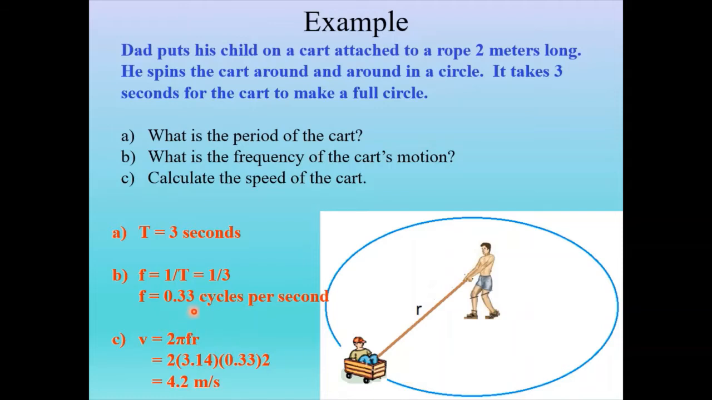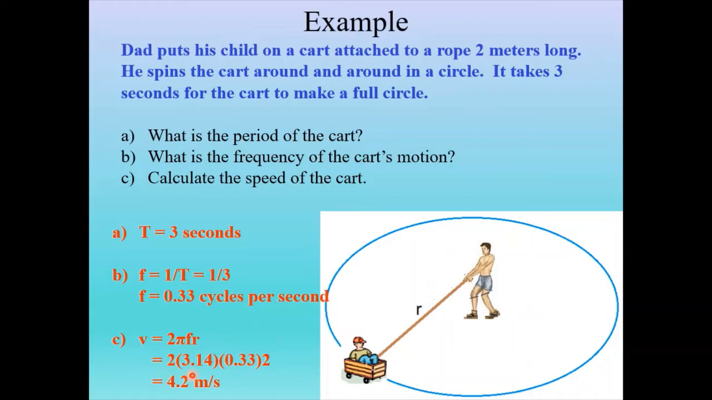0.33 is 1/3. 1/3 of a cycle every second. The final question, calculate the speed of the cart. There's two ways you could do it. Remember, we had two equations on the last slide. The one I used here was the speed or velocity is 2 pi fr.